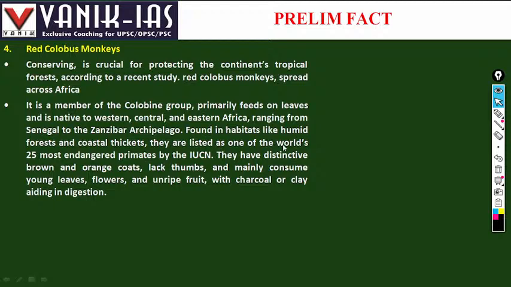They are listed as one of the world's 25 most endangered primates by the IUCN. They have a distinctive brown and orange coat, lack thumbs, and mainly consume young leaves, flowers, and unripe fruits, with charcoal or clay aiding in digestion.